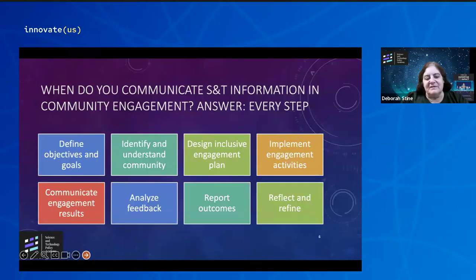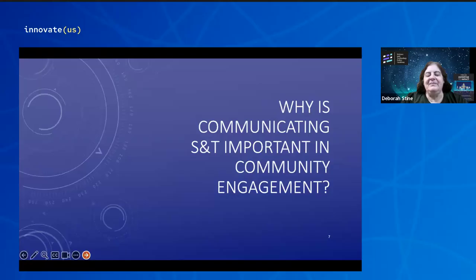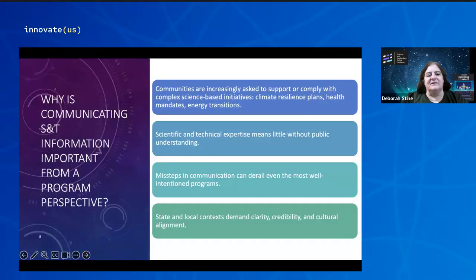So these are, roughly speaking, the 8 steps for all the different techniques that we've talked about in the past webinars, where we are doing community engagement, whether it's surveys or focus groups, just putting together your whole plan. And really, you need to communicate scientific and technical information, which I'm going to call S&T, by the way, pretty much at every single step of this process. And it's important for a number of reasons.